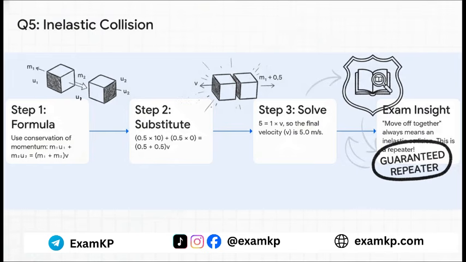Now here's the insight you cannot forget. This question is a guaranteed repeater. The only way you can mess this up is by using the wrong formula. As soon as you see move off together or stick together, you know you have to combine the masses on the other side of the equation.